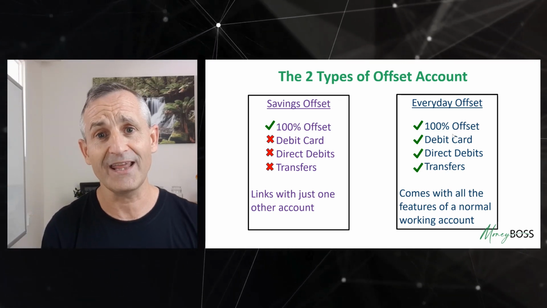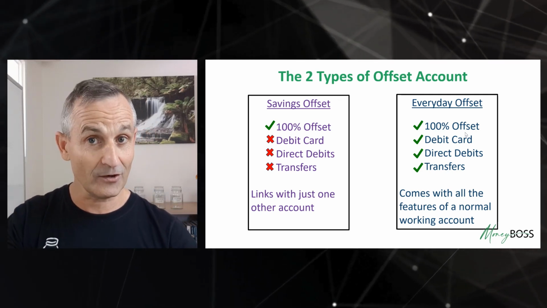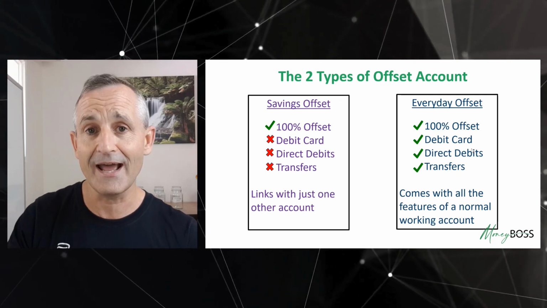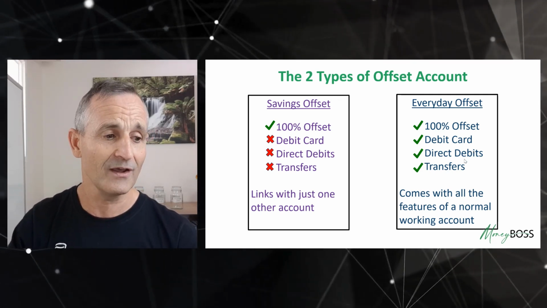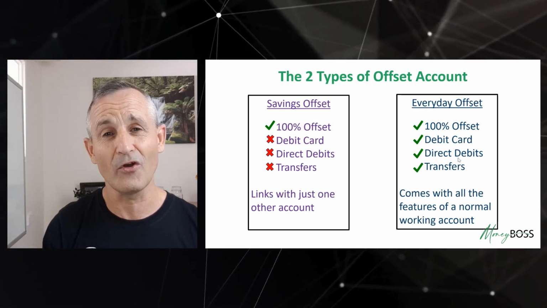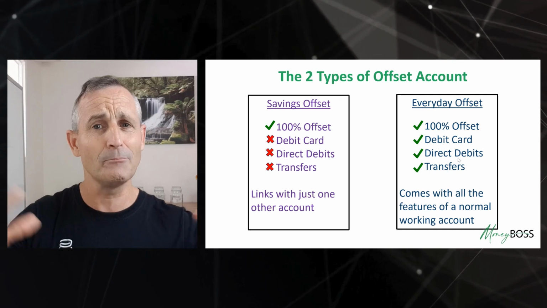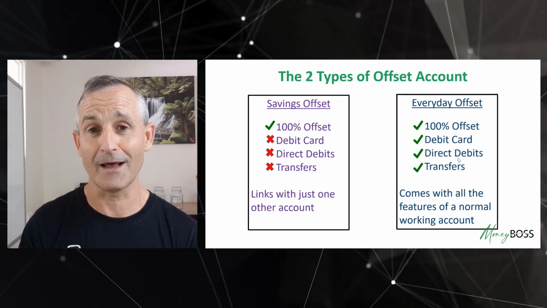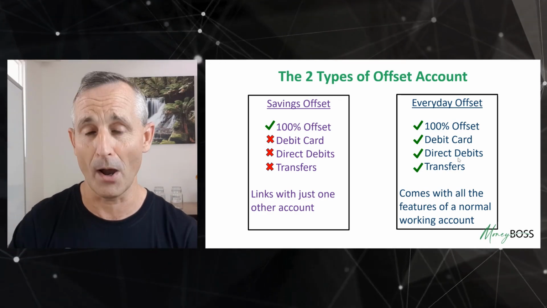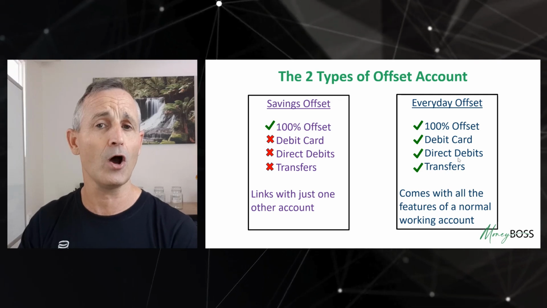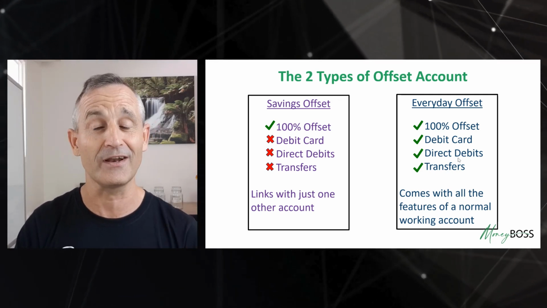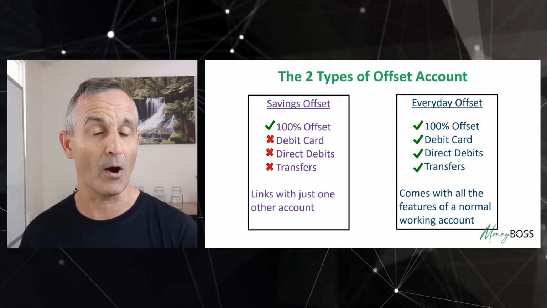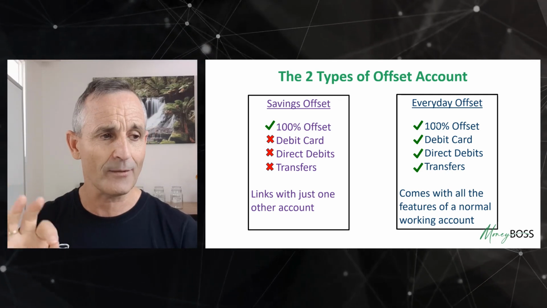The everyday offset account, however, has 100% offset. You can get a debit card attached to it. You can get direct debits from it. You can have transfers moving from it to other bank accounts. Basically, it has all the bells and whistles of a normal bank account. Now, it's important to understand that some banks will offer a savings offset, some banks will offer everyday offset, some banks will offer neither, and some banks will offer both. You need to know when you're applying for your home loan, firstly, can I get an offset account? And then secondly, which type of offset account can I get with it? And ideally, you can get both. So that's it, two types of offset accounts.